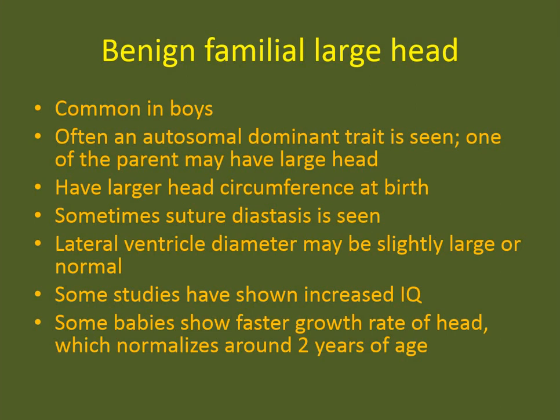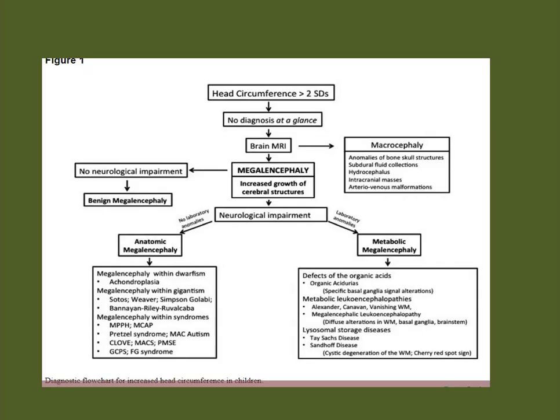And then there's another condition where we may see rapid growth in the head circumference in a baby, like 6 months, 7 months. Otherwise they are okay, but these babies usually around 2 years the head circumference normalizes, right? So they won't go on, they just grow fast and then they attain the normal size.